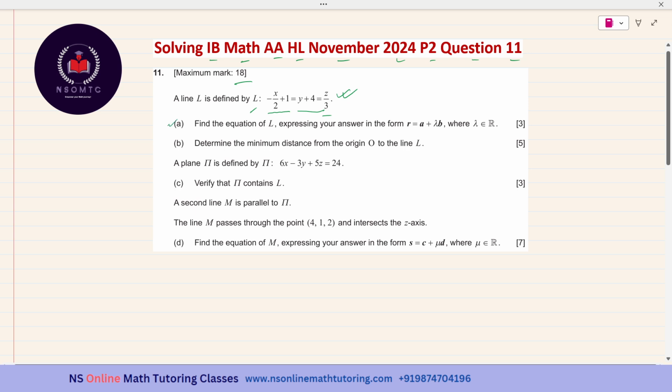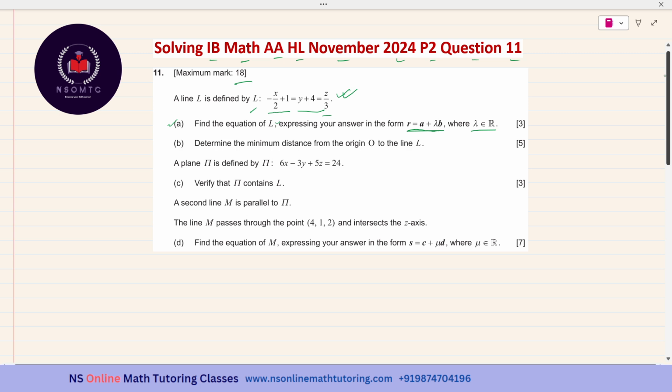And subpart E says find the equation of L expressing your answer in the form r equal to a plus lambda b, where lambda is a real number. This is the vector equation of line L. So we are given the Cartesian equation and we have to find the vector equation of this line L.